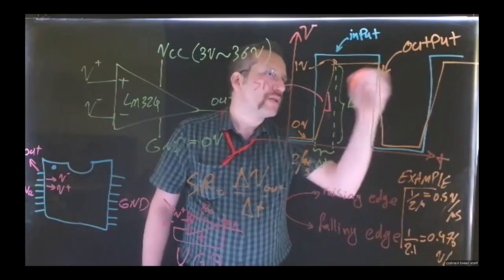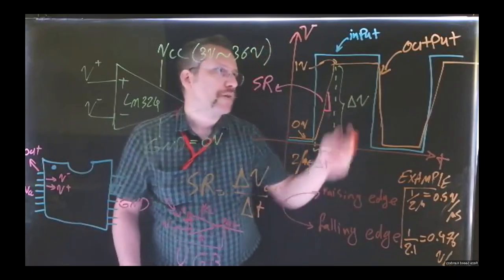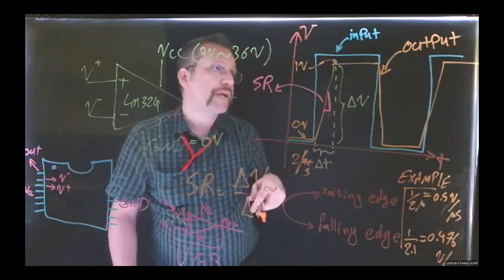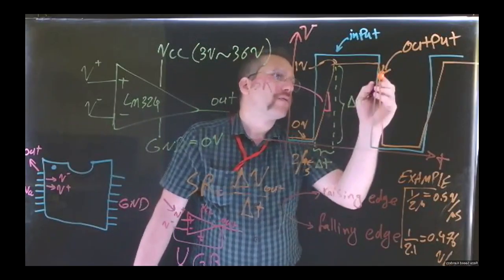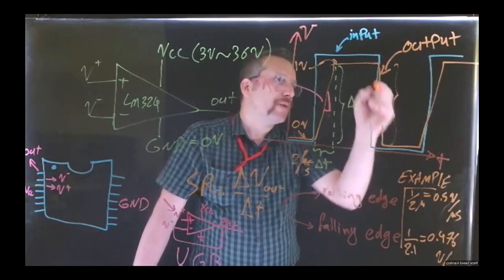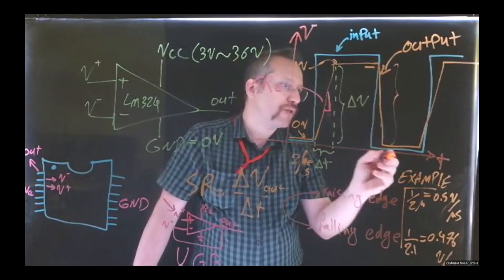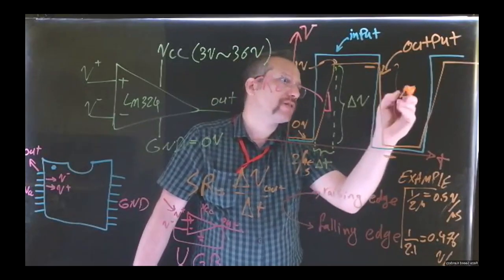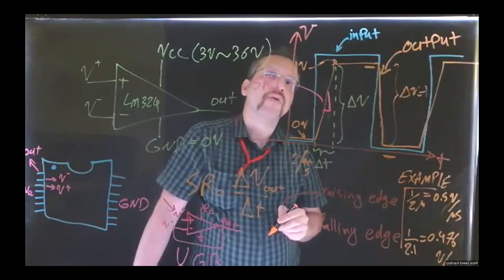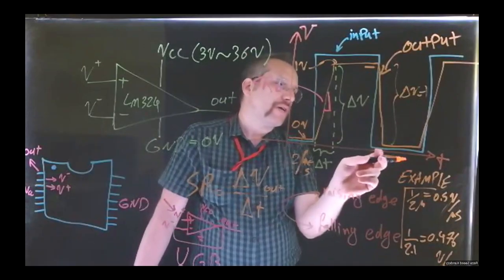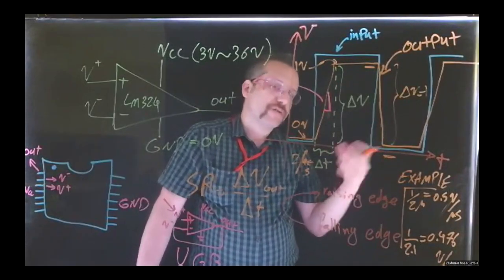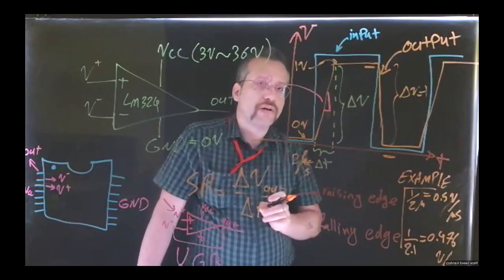Okay? Now, let's say we wanted to measure the falling edge too. We have the same level of delta V because we are going from the top voltage, the 1 volt, all the way to the 0. So the delta V is still 1. Okay? But let's say the duration of this change is different from, for example, the rising edge.